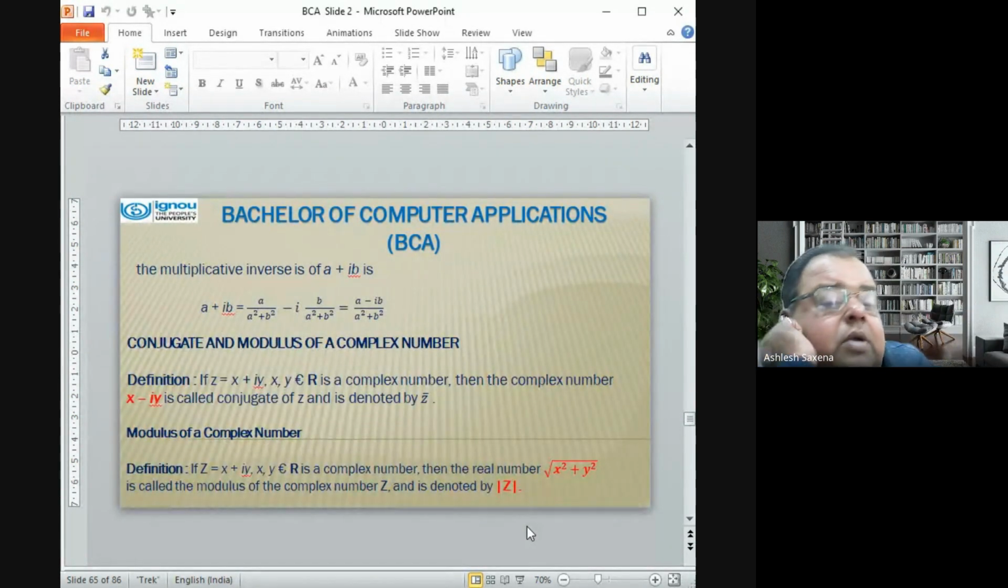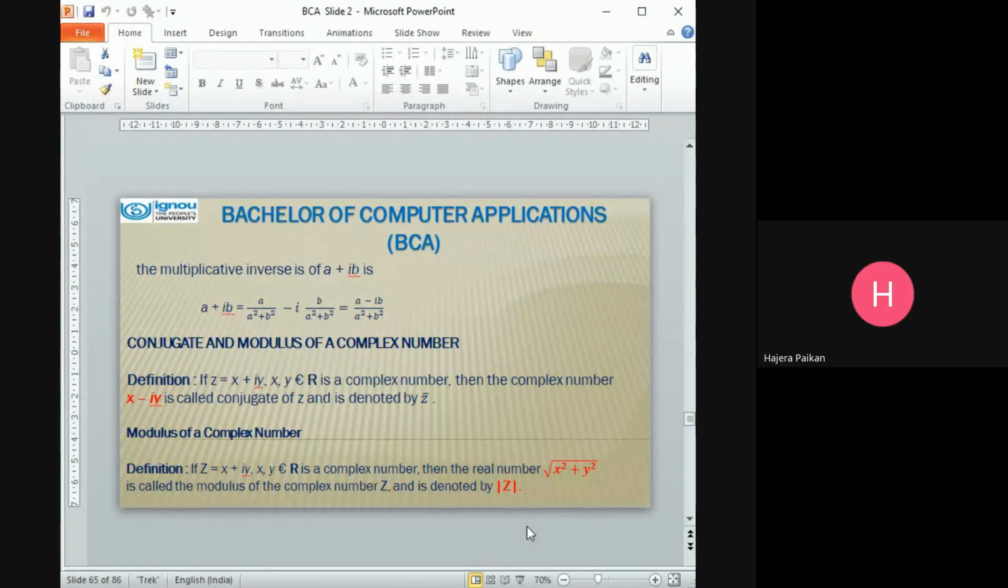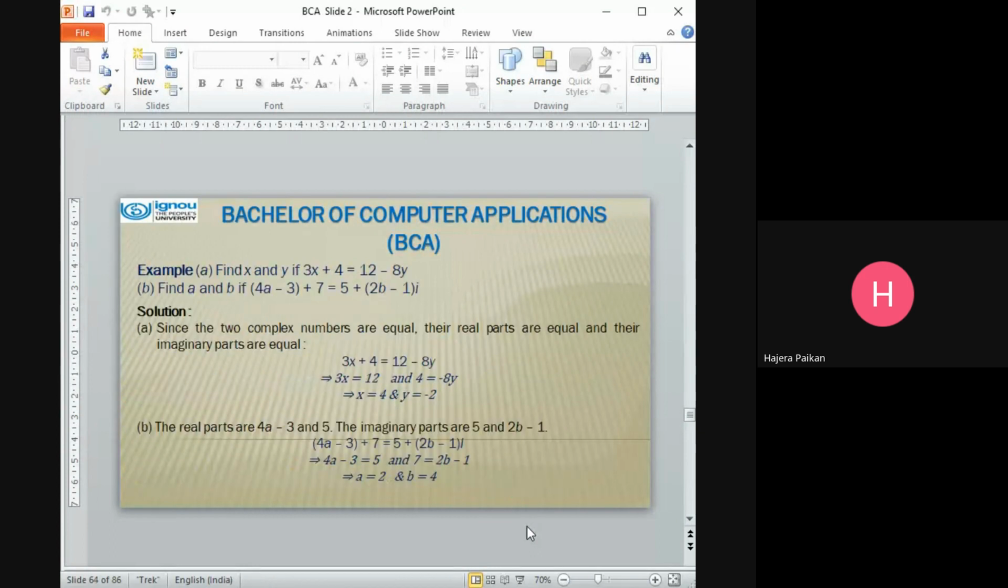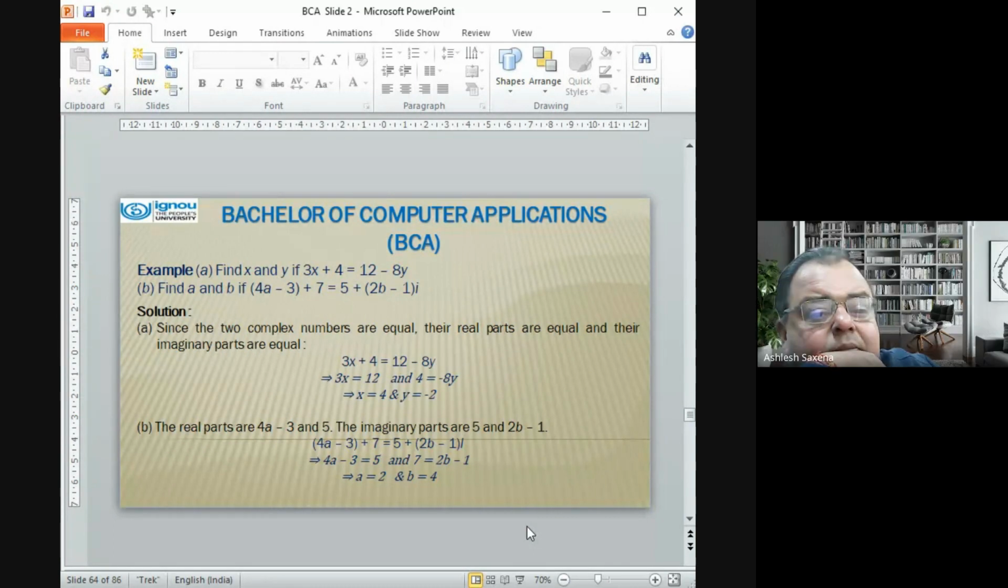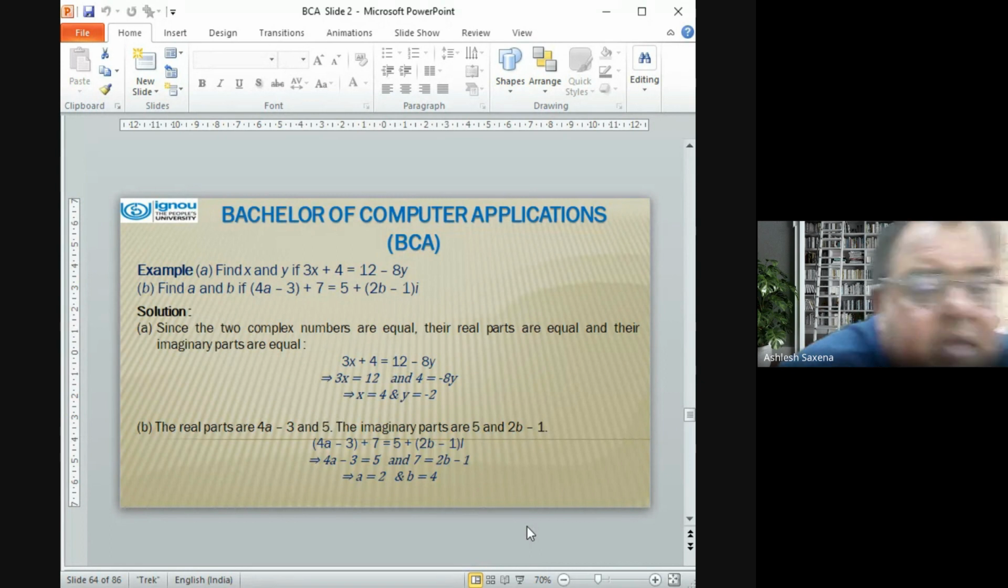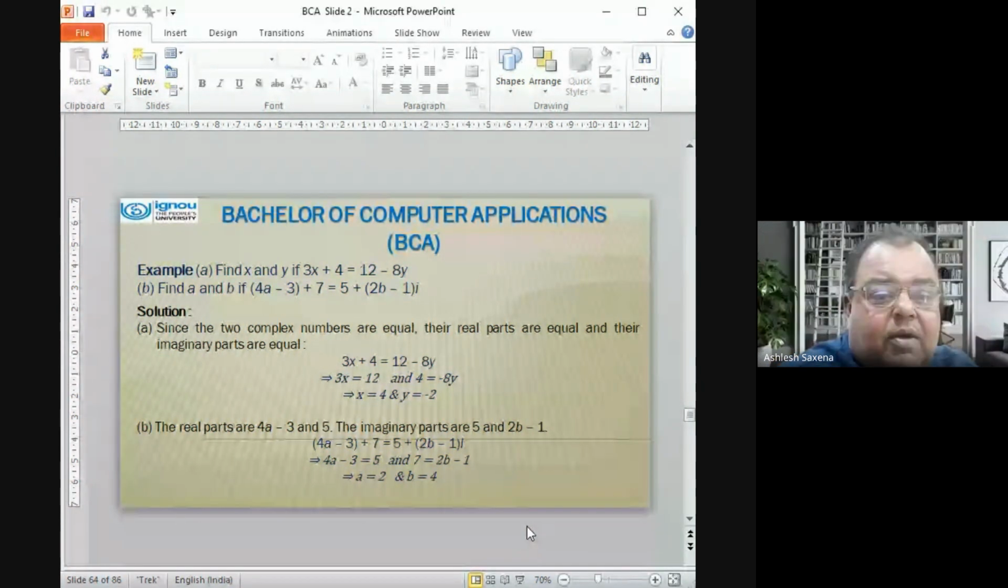Yes, please. Sir, I think there is a mistake in the example one. What happened? 4y is equal to minus 8y. When we want to find the value of y, we will divide both sides of the equation by minus 8, and it will be minus 1 by 2, not minus 2. Absolutely correct. y will be equal to minus 1 by 2. Oh, I forgot to write it.